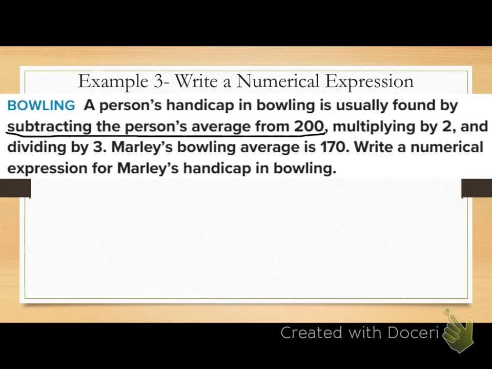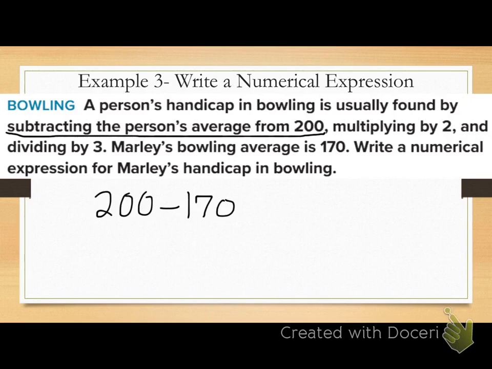If I'm subtracting 170 from 200. Not 170 minus 200. 200 minus 170. I'm subtracting 170 from 200, correct? Everyone okay with that? That's the very first step it tells me to do. What's the next step?